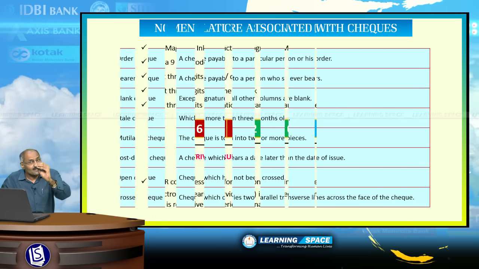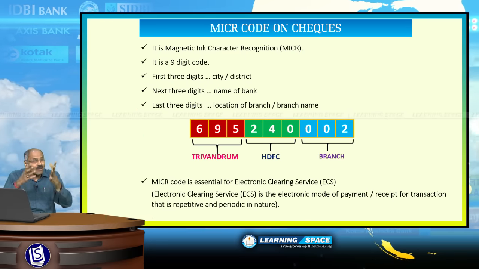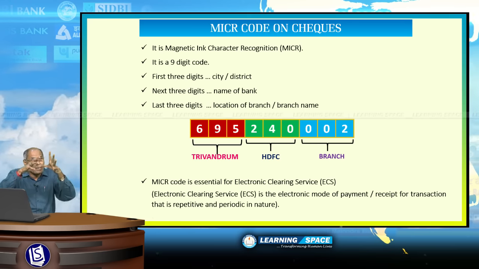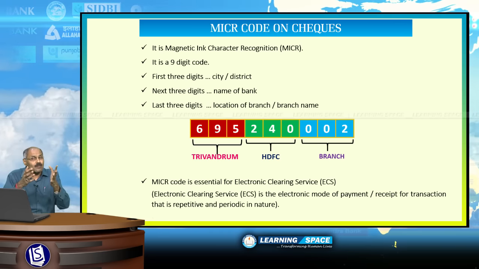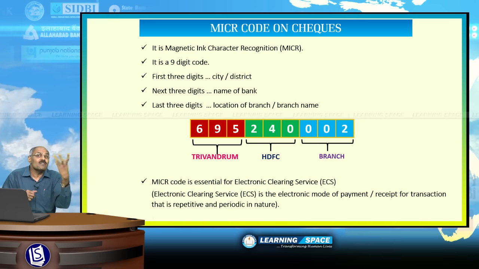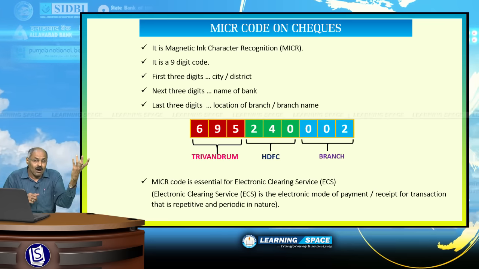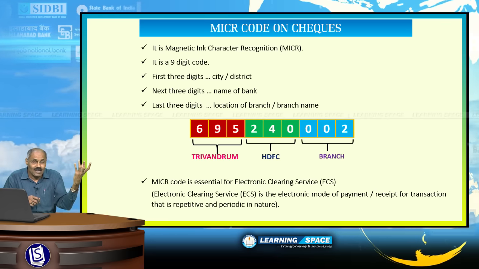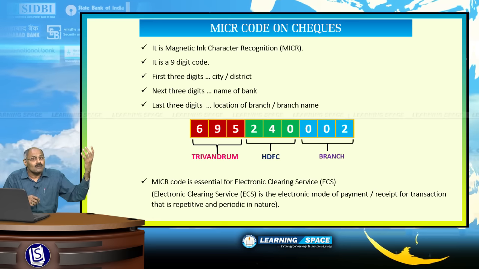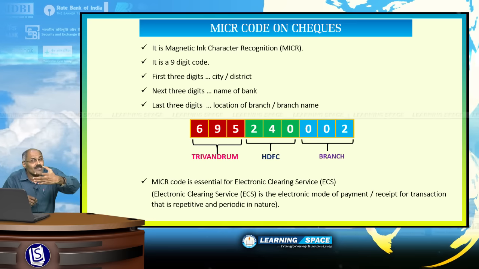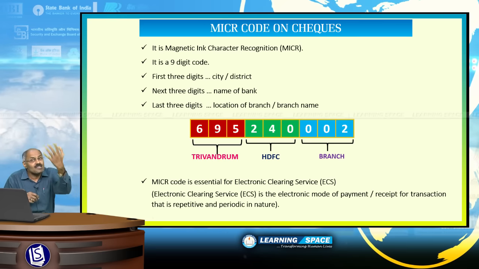And what is the MICR code on checks? MICR code is magnetic ink character recognition. It is a 9-digit code and please do not confuse it with the IFSC code. The IFSC code will have alphanumeric total 11 characters and that is used for RTGS or NEFT purposes, and the MICR code is a must on checks.